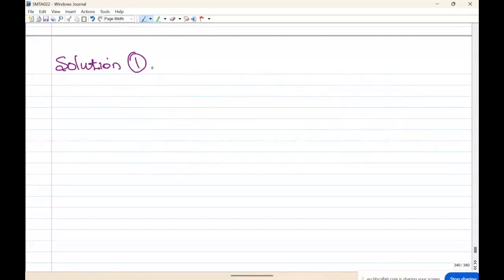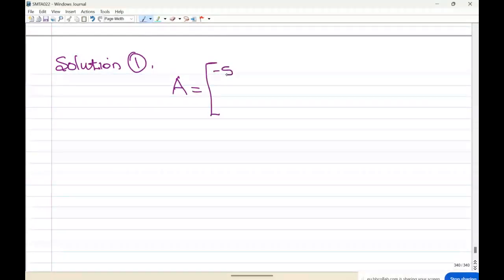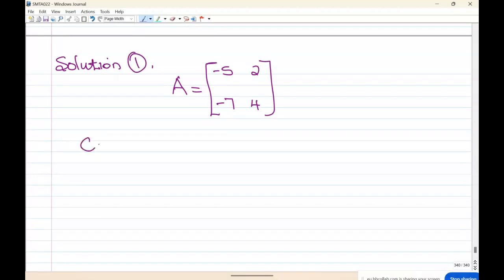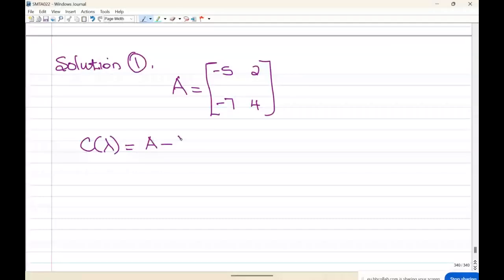Solution for number 1. Remember on number 1, we have a 2 by 2 matrix, which is minus 5, and then 2, minus 7, and then 4. We are going to follow those procedures. The first one, we must come up with this, which is A minus lambda I.